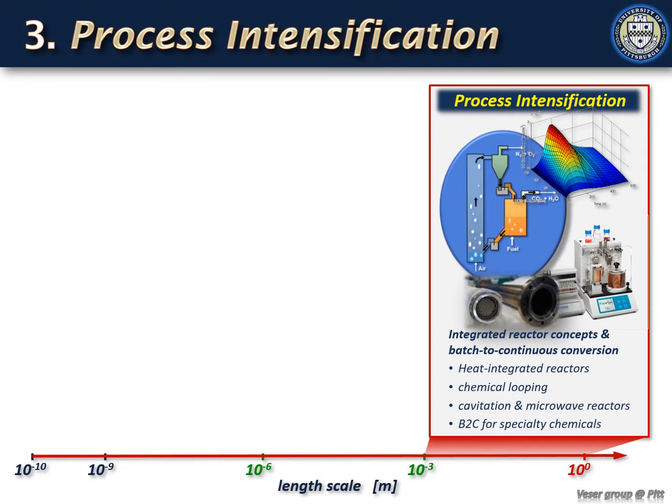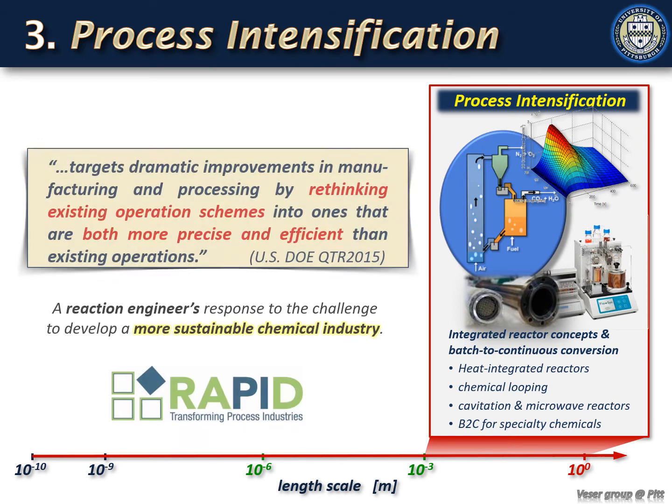Finally, on the reactor and process level, we are investigating a range of so-called process intensification strategies. Process intensification is an emerging trend in the chemical industry to rethink existing operation schemes into ones that are both more precise and efficient than existing ones, as per the DOE's definition. I like to think of it simply as the reaction engineer's response to the challenge to develop a more sustainable chemical industry, doing more with less waste, less energy, less pollution.